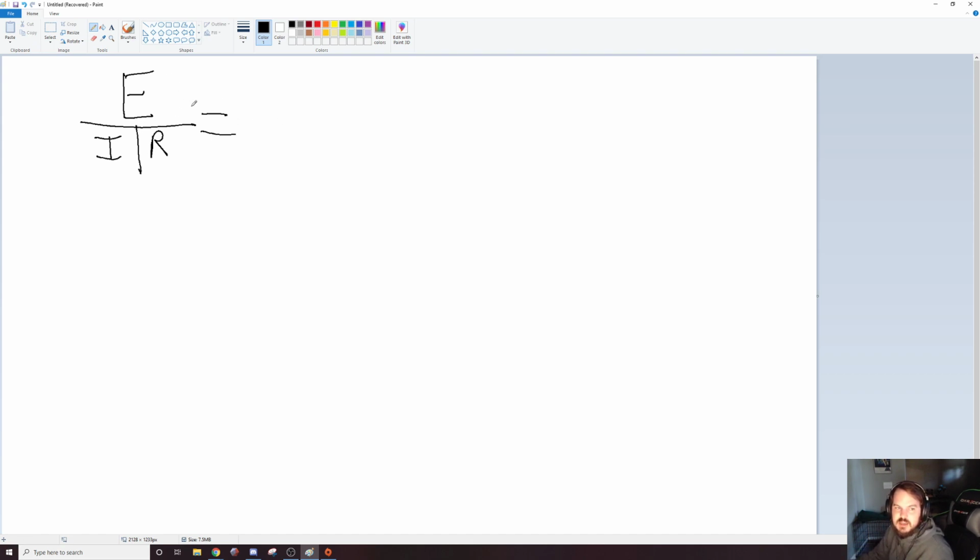So E equals I times R. Let's see. Let's just hit Control Z a couple times. Okay, we're making a black box. Let's make it a little bit smaller.